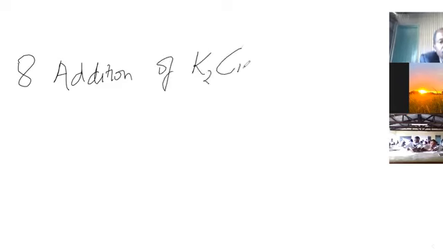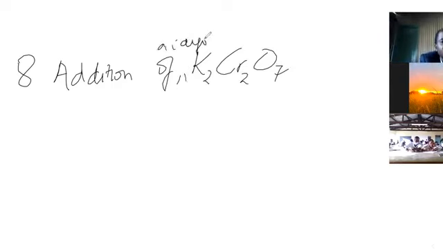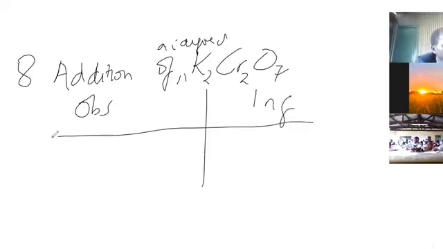Test number 8, addition of acidified potassium dichromate 6. Observations and inference. Color of potassium dichromate 6 changes from orange to green.